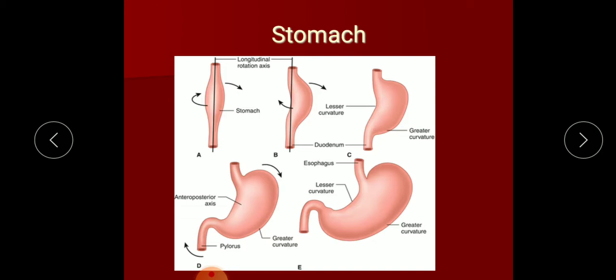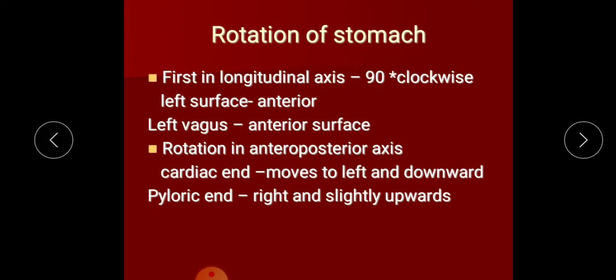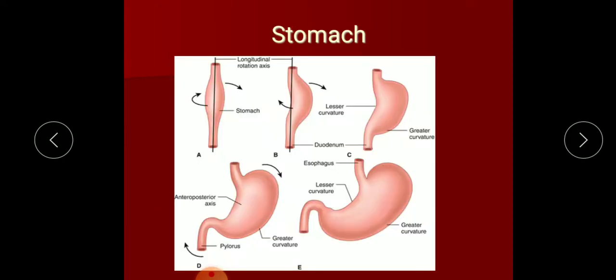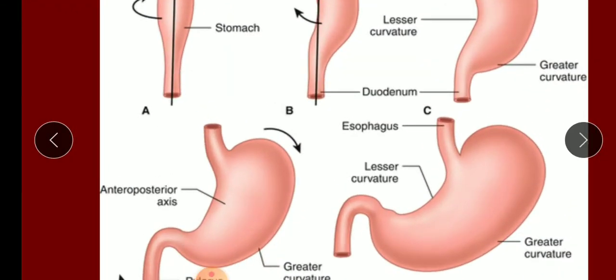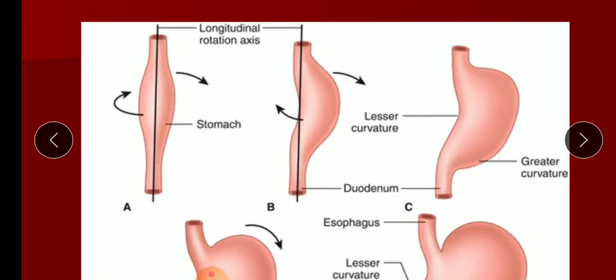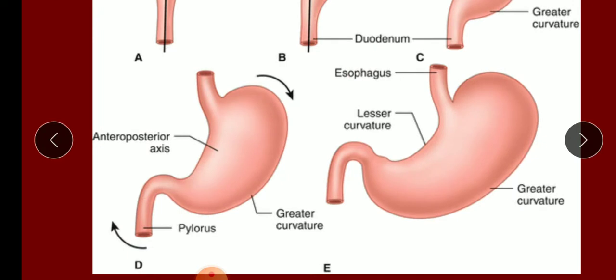Now what happens is the second rotation. The second rotation of the stomach occurs in the anteroposterior axis. So look at that. When the rotation occurs in the anteroposterior axis, initially both the cardiac orifice as well as the pyloric orifice were in the center, or in the midline. As a result of this anteroposterior axis rotation, the cardiac end moves slightly towards the left side, and the pyloric end moves towards the right and slightly upwards. And that is how you get the final position of the stomach.